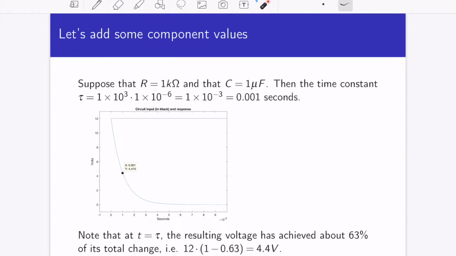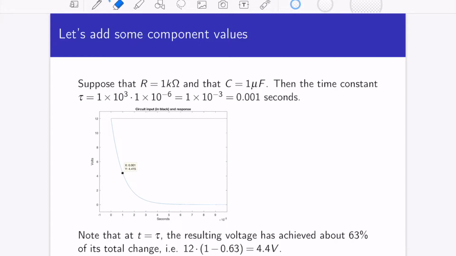So let's consider some specific component values. We'll start off with R equal to 1 kΩ and C equal to 1 microfarad. Then the time constant tau will be equal to 1 millisecond, 0.001 seconds. We can graph the input and the output. The input is going to be 12 volts, so that's the black line. And then the output across that resistor R will be a curve that drops from 12 volts down to about 0. This is consistent with the idea that at DC, a capacitor acts like an open.